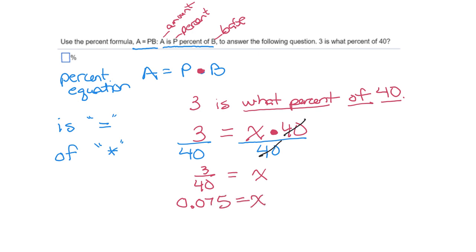We need to change it into a percent form. So this becomes 7 and 5/10%. So the answer here is 7.5%. And once again, I'm going to label this X, which is my what percent, so you know what I solved for.